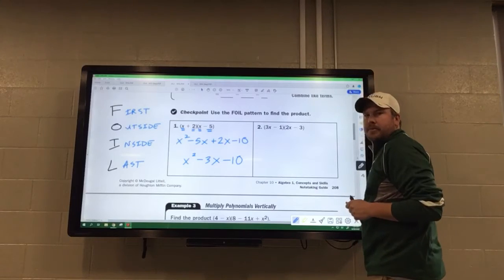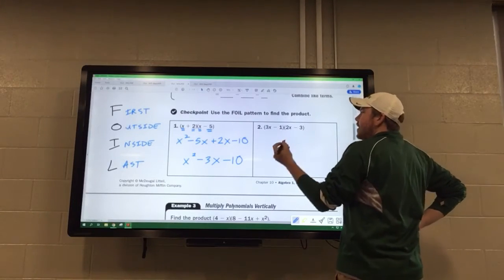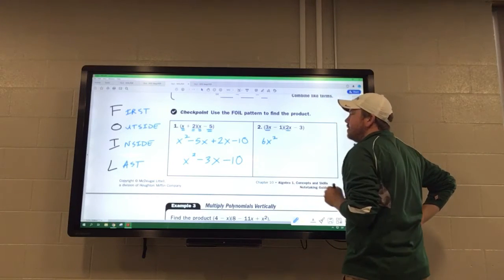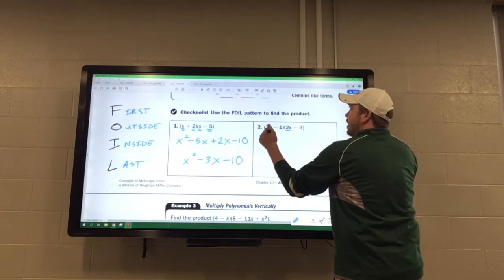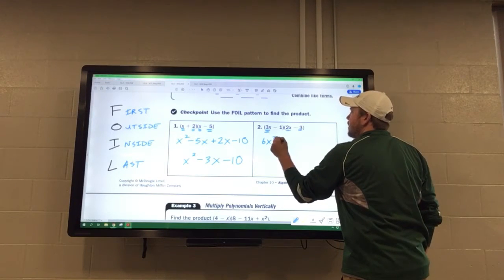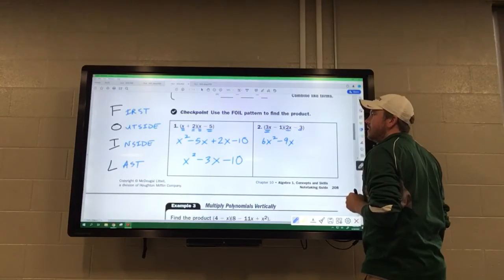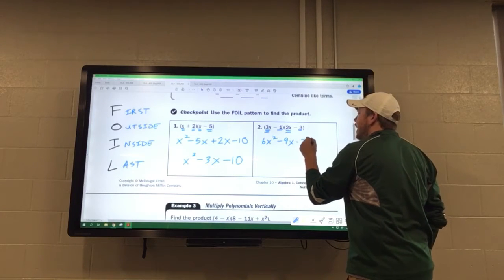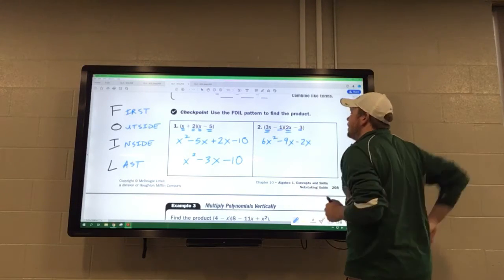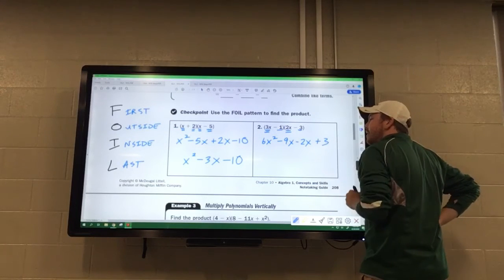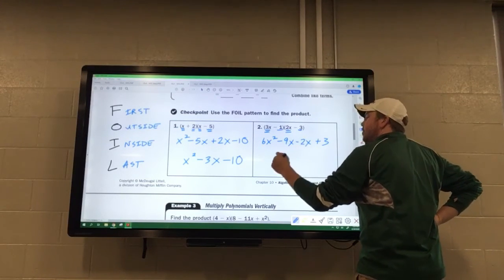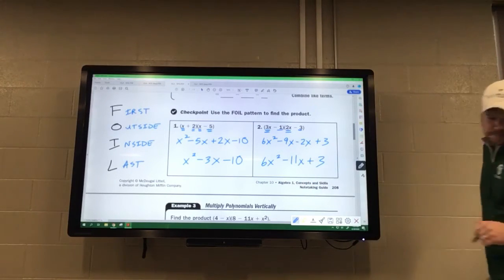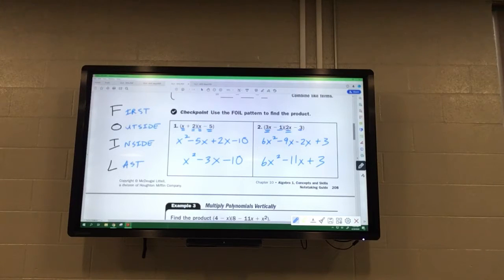Binomial multiplied by a binomial, so therefore I can use the FOIL method. First, 3x times 2x gives me 6x squared. Outside, 3x times -3 gives me -9x. Inside, -1 times 2x gives me -2x. And last, -1 times -3 gives me a +3. We can combine the -9x and the -2x to give us 6x squared minus 11x plus 3. And that is the FOIL method.